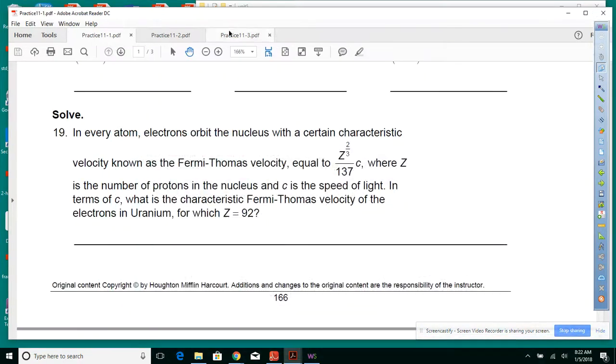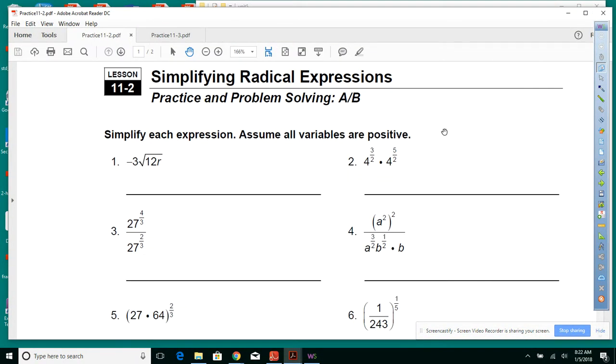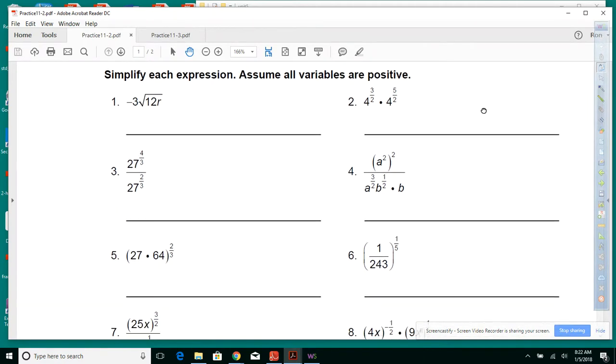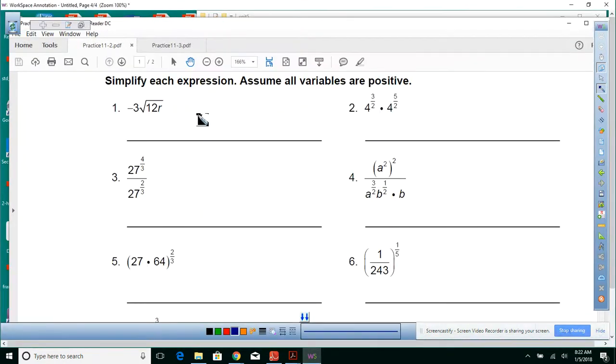Good job on lesson 1 there. Let's try lesson 2, review for lesson 2. Simplifying radical expressions. So we're going to simplify each expression. Assume all variables are positive. All right. So what do we got here? Now we get to play with these. Let's see here.